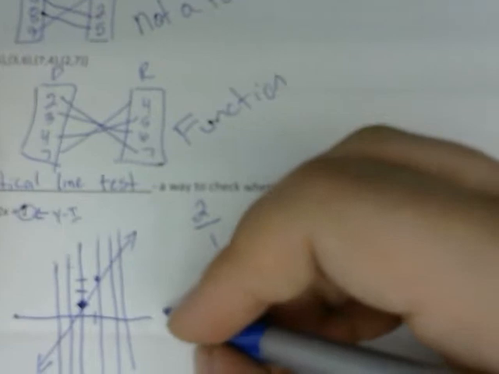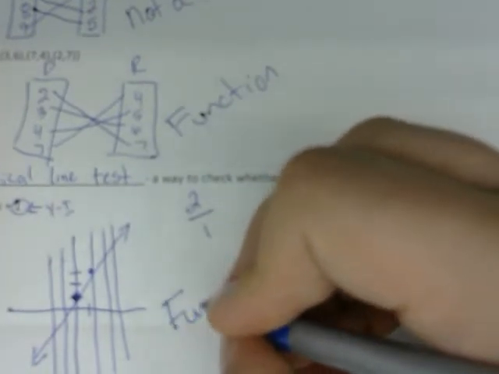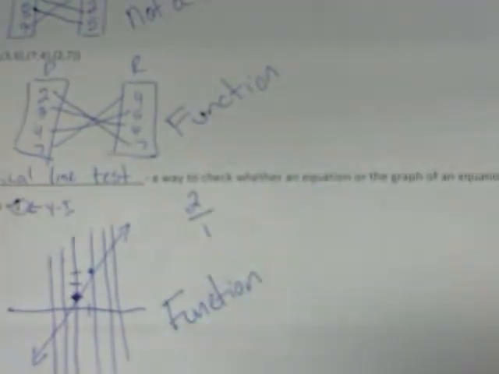So notice this is a straight line. No matter where I draw my vertical line, it's only going to pass through one point on the line itself. So what we can say about this is that it's a function because it passes the vertical line test. It's a function because no vertical line can pass through more than one point of that thing.